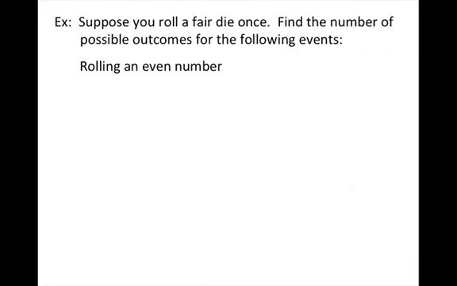Well, now let's consider the event of rolling an even number. If I roll a die, my possible even numbers are 2, 4, and 6. So the number of ways this event can happen is also 3. The number of even elements when rolling a single die is 3.